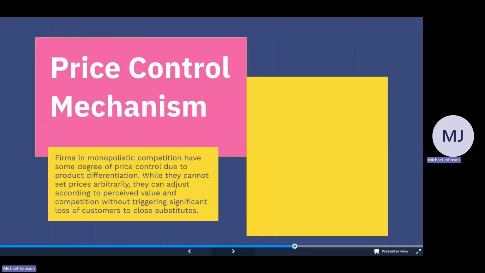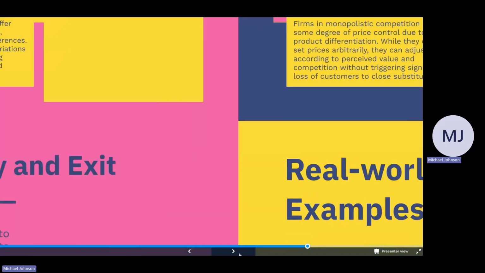Price control mechanism. Firms in monopolistic competition have some degree of price control due to product differentiation. While they cannot set prices arbitrarily, they can adjust according to perceived value and competition without triggering significant loss of customers to close substitutes.